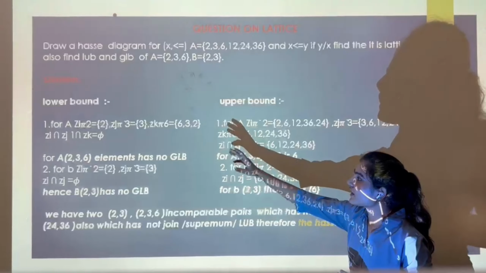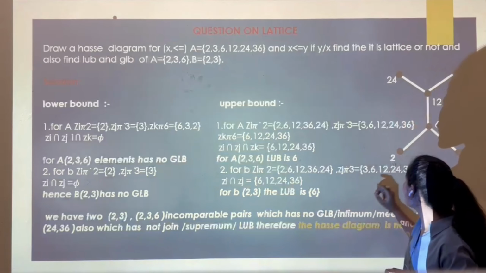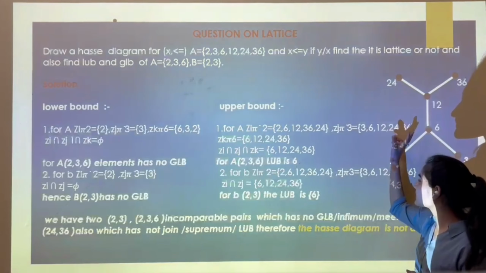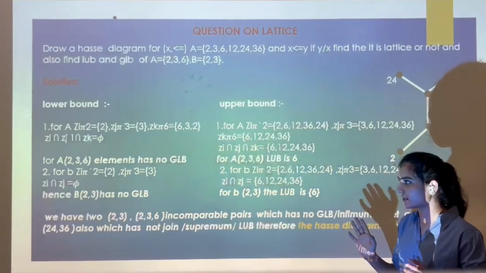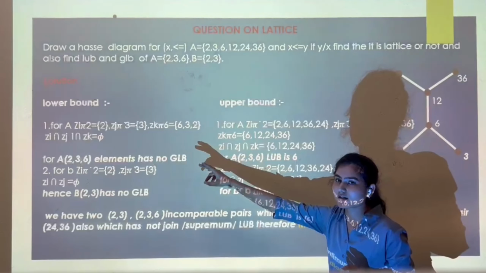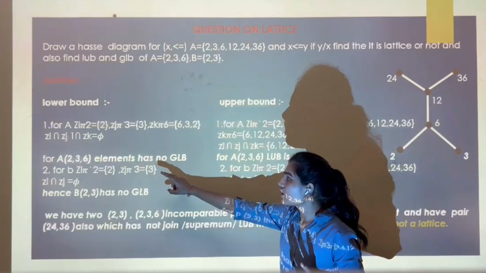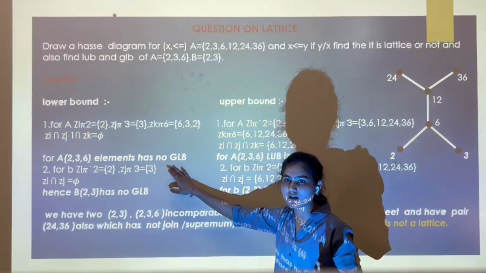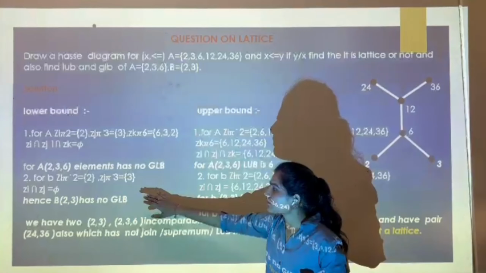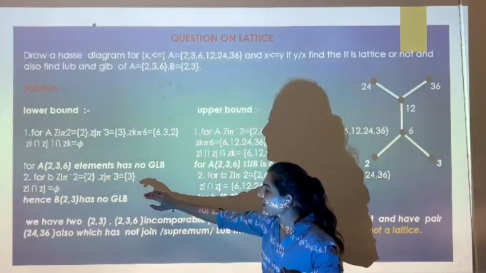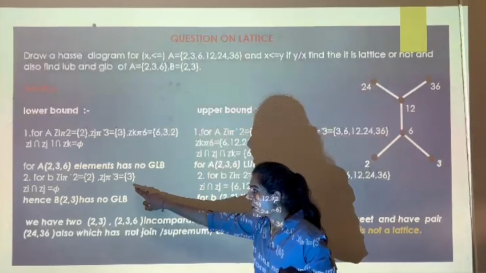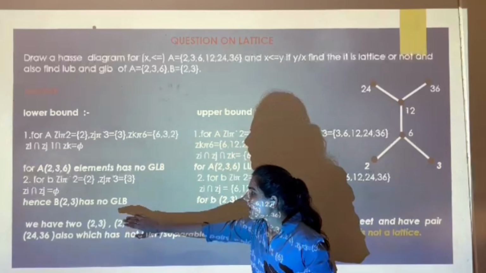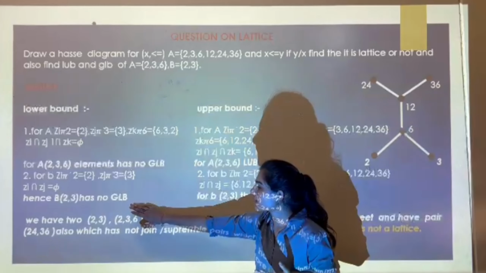For the lower bounds of A, which is {2, 3, 6}: the lower bound of 2 is 2 itself, the lower bound of 3 is 3 itself, and the lower bound of 6 is 6 itself, 2 and 3. The intersection of these three is empty, which does not exist. Therefore the GLB of these three elements does not exist. For B, which is 2 and 3, the intersection of their lower bounds is also nothing, so B also has no GLB.